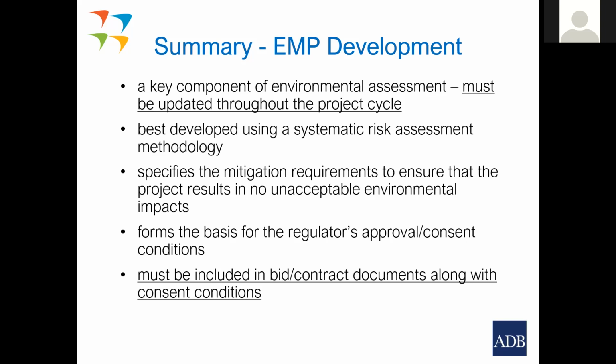The EMP specifies the mitigation requirements to ensure that the project results in no unacceptable environmental impacts, and forms the basis for the regulators' approval and consent conditions. And then finally, it must be included in the bid and contract documents. We're going to talk about that next, but this is critically important. We've got a wonderful EMP document, but it has to be able to be implemented. The first step of that is making sure it's in the bid and contract documents.